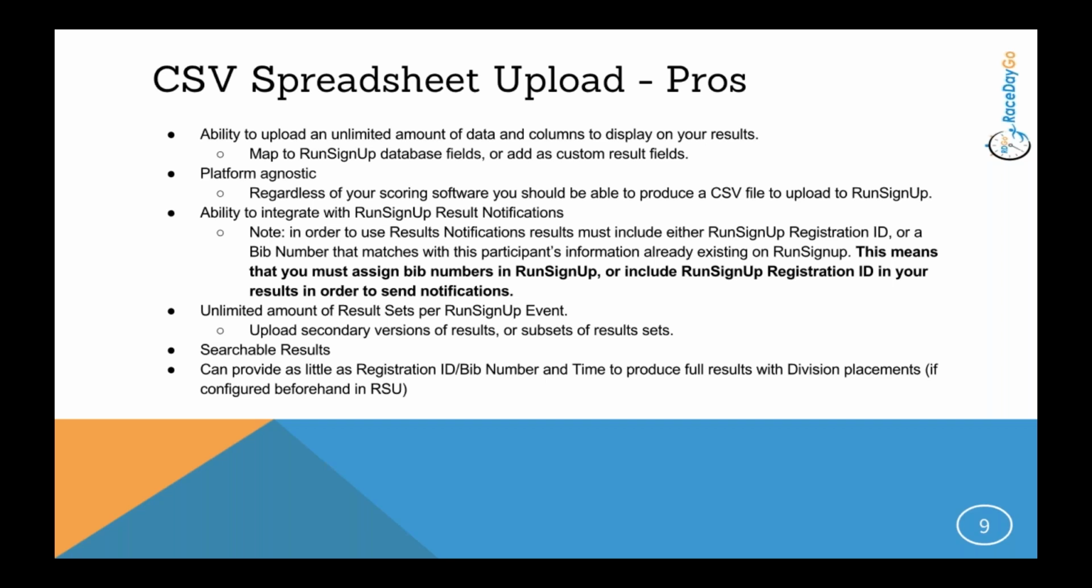It's very nice because you can actually provide as little as a registration ID or bib number and time to produce full results with division placements and all of their gender and age and everything, because the way that RunSignUp results work is that it pulls the information from the data hosted in RunSignUp, and so as long as you can match it to an existing registration in RunSignUp, you can have a full results sheet that looks nice and has all the information you're looking for.